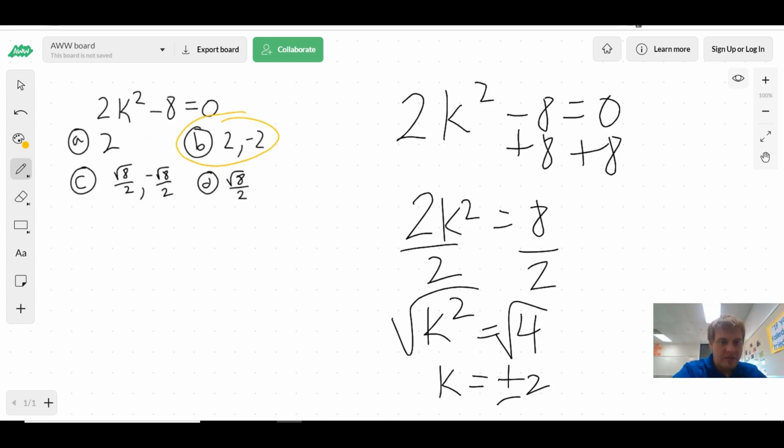The common mistake for people to do is to forget this plus or minus. When you take the square root of something, you need to have 2 answers. The other thing that we know about that is, oh, it's to the second power. We have to have 2 answers at the end. Let's try the next one.